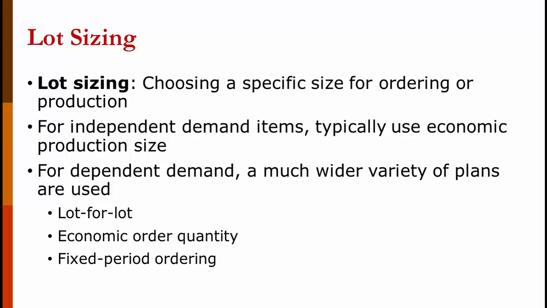You can also use the economic order quantity. Another is fixed period ordering, which is where when you place an order, there's a certain number of periods you order for. So if it's 3, for example, when you place an order, you order enough to handle the next 3 periods, whatever that quantity is.